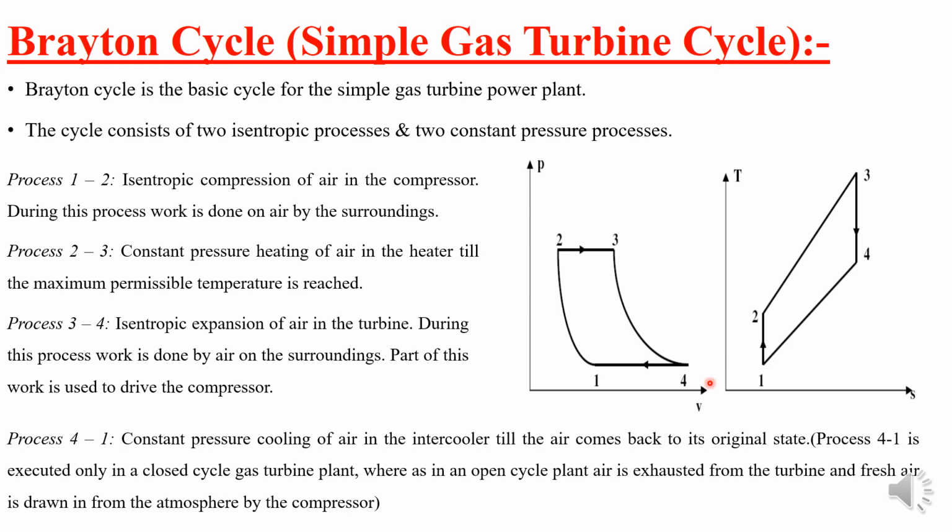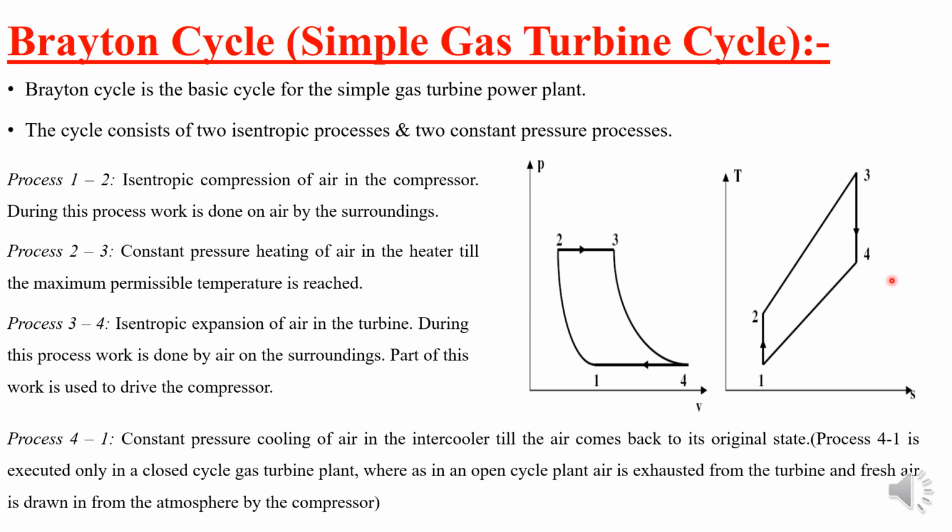So process 4 to 1, whatever you are talking, is only for closed cycle. So if you are talking about the open cycle like ICNG, then heat rejection process won't be there, 4 to 1 won't be there. So only we have 1 to 2, 2 to 3, 3 to 4. This line won't be there, you should not show. So this is for closed cycle.